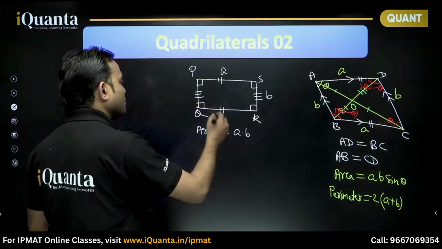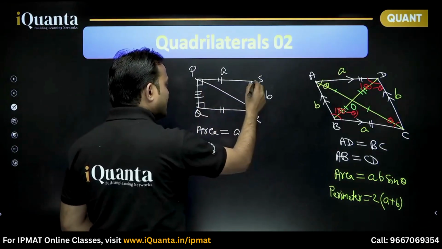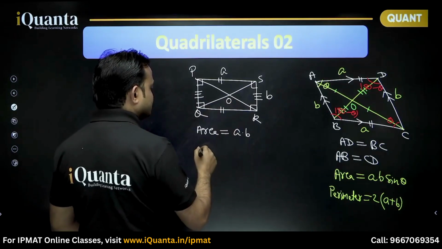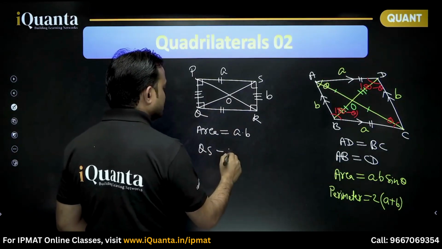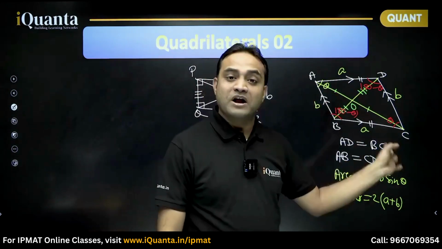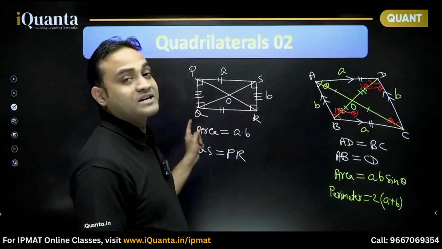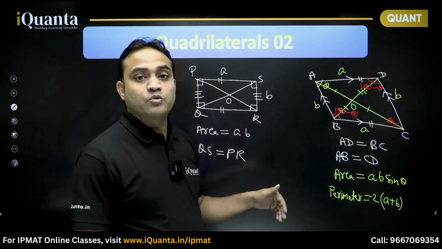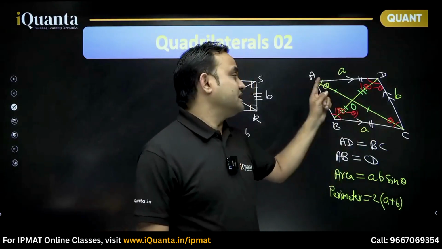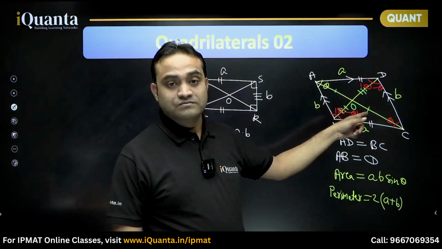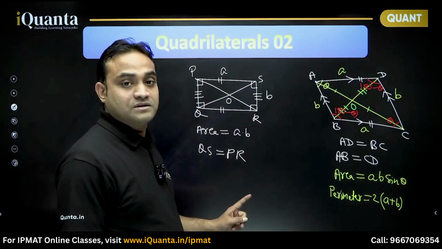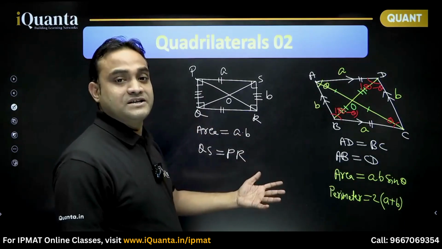Apart from that, we can also say that in a rectangle, the diagonals are equal to each other, like QS is equal to PR. Now remember, all the properties that we have discussed in a parallelogram will work in a rectangle; these are the extra properties that we are discussing. Diagonals are not necessarily equal in all parallelograms, but in a rectangle, the diagonals will be equal to each other. Of course, they will be bisecting each other.